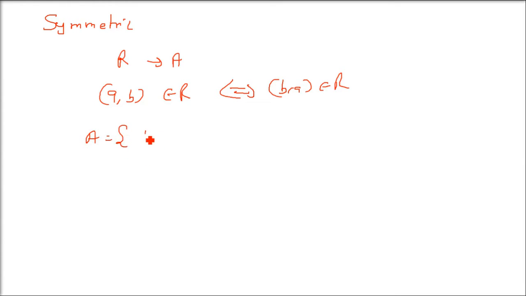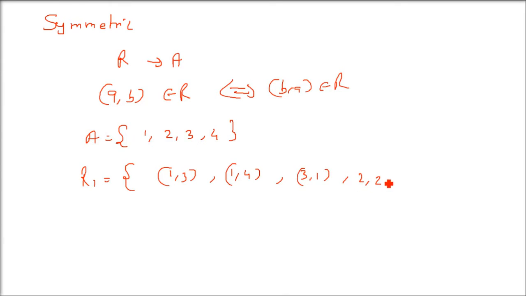Now I am taking an example. Say you have a set 1, 2, 3, 4. A relation will always be on a set. This is the Cartesian product, and a relation will come from the Cartesian product only, which I explained earlier. Now let me take a relation R1: 1 3, 1 4, 3 1, 2 2 and 4 1. Now you have to tell me whether this is a symmetric relation or not.